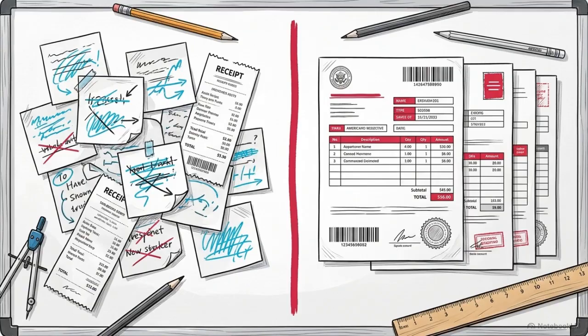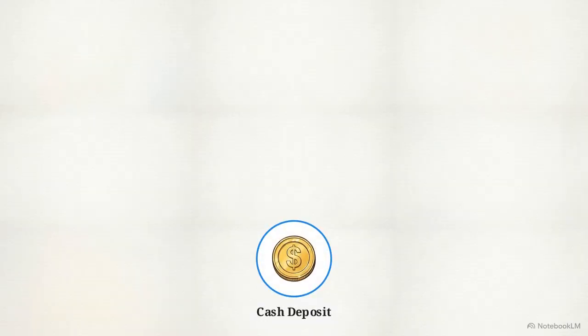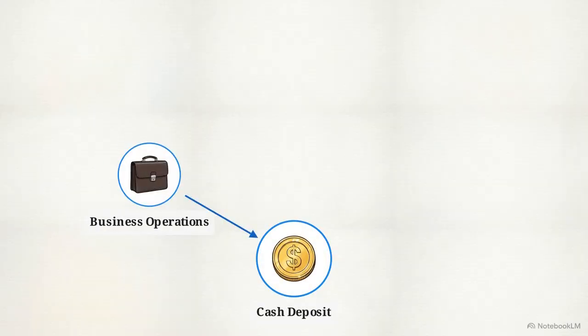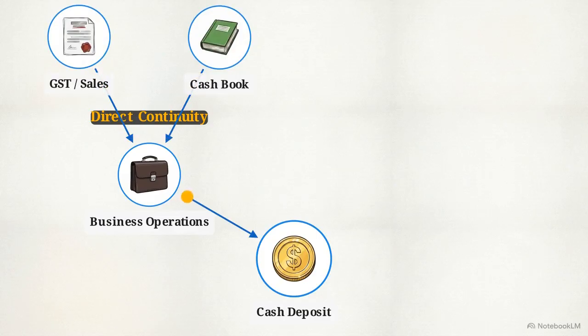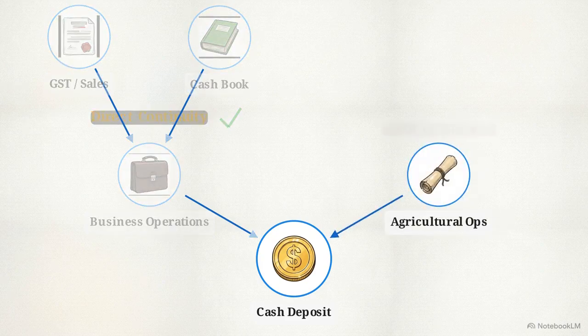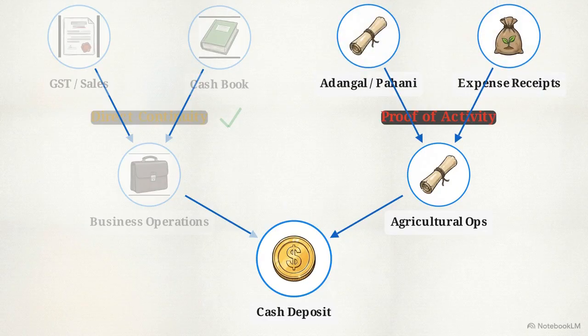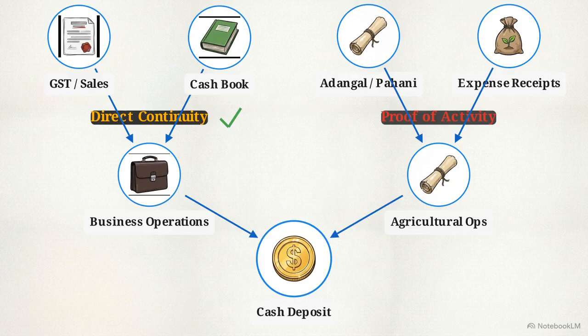You cannot use generalized documents to explain specific transactions. This grid maps the most common deposit type, business receipts. The officer expects direct continuity between operations and the account. To substantiate this, present GST returns, daily sales summaries, and trace the specific deposit to a recorded cash book entry. The documentary requirements shift heavily when explaining cash derived from agricultural income. You must prove the agricultural activity actually occurred by submitting land records like the Adangal or Pahani, explicit crop details, fertilizer receipts, and agricultural sale bills.